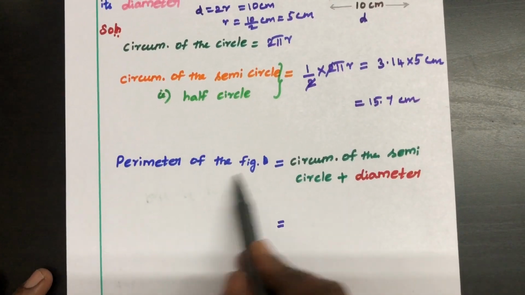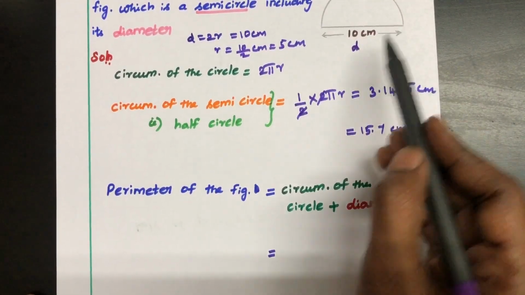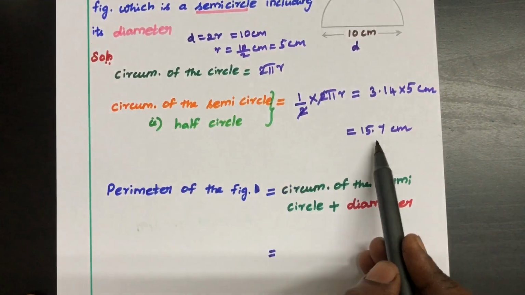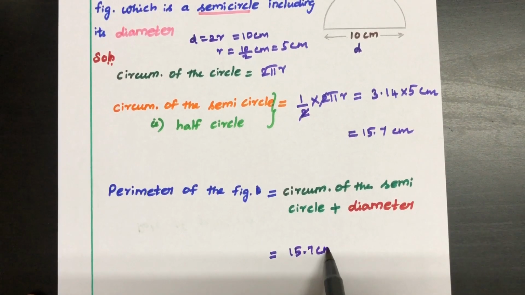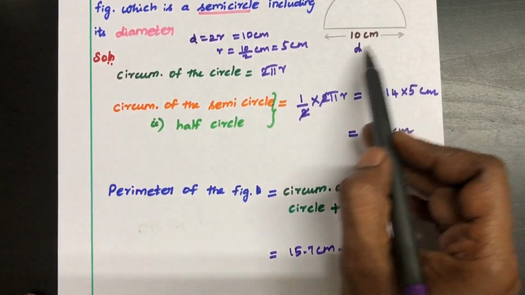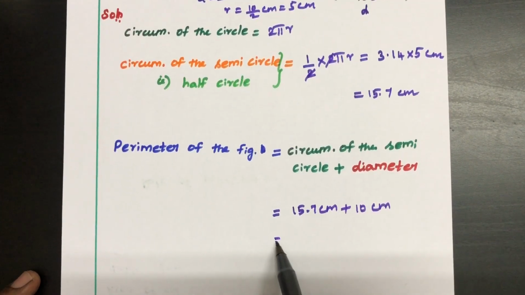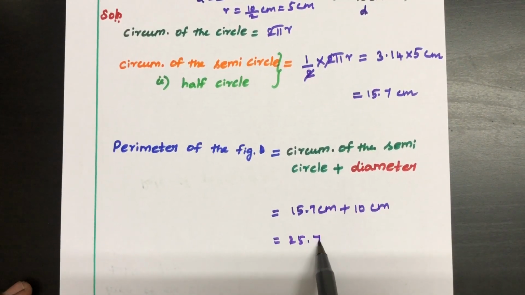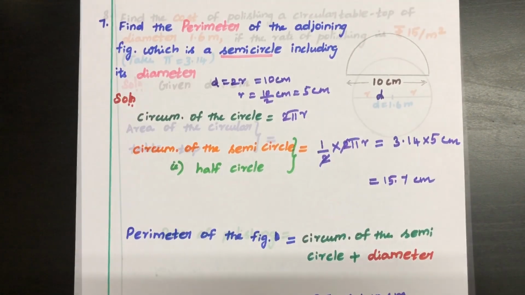Now, perimeter of the figure. Perimeter is this half circle length and this length. So, this half circle length is 15.7 centimeter. So, 15.7 centimeter plus this length, which is already given, 10 centimeter. This equals 25.7 centimeter. That's all. This is the perimeter of the given figure.